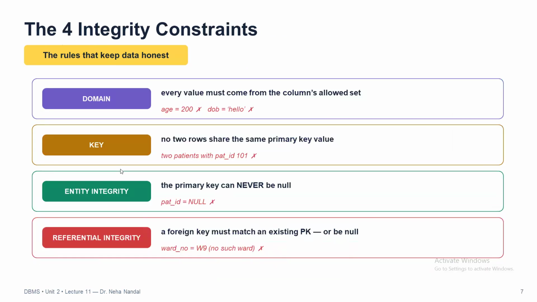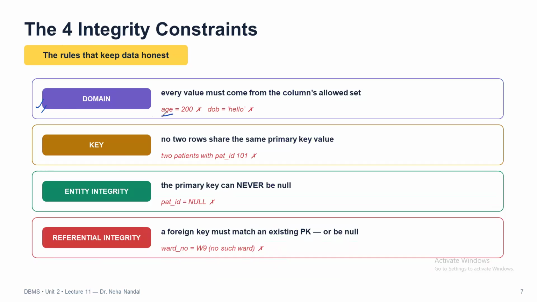These are called integrity constraints. There are four types of integrity constraints. Let us learn them one by one. The first one is the domain constraint. What is the meaning of domain constraint? That means every value must come from the allowed set, the allowed data type.